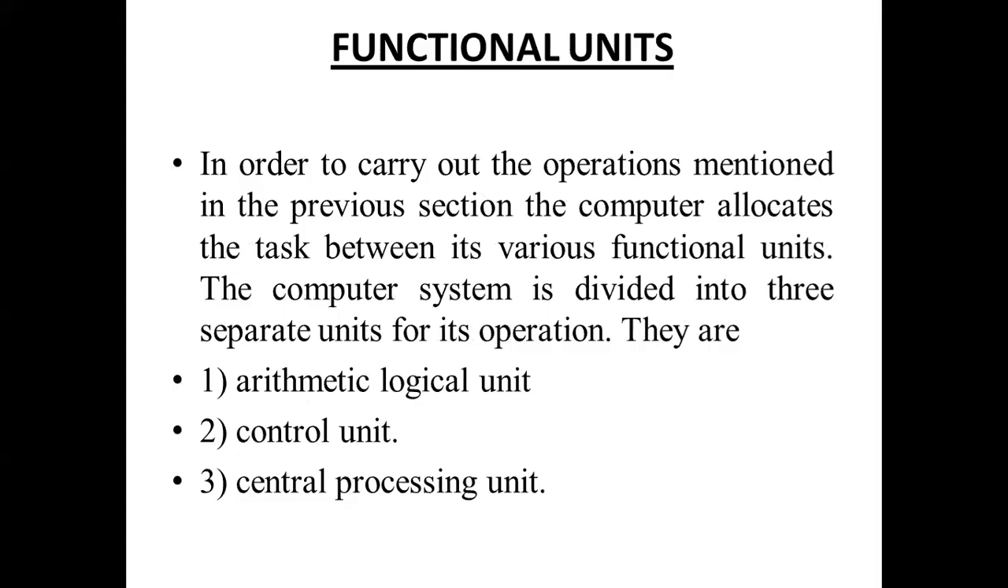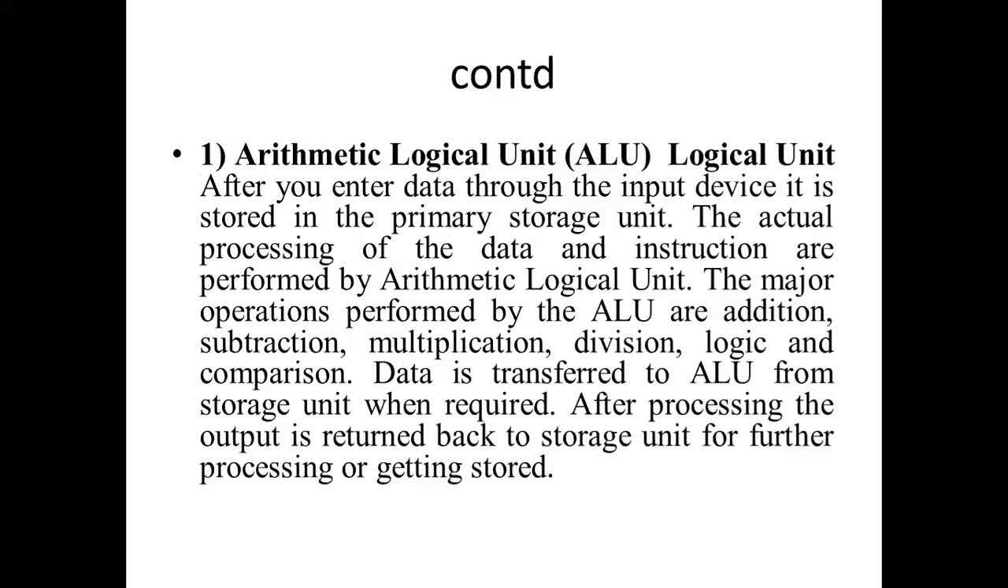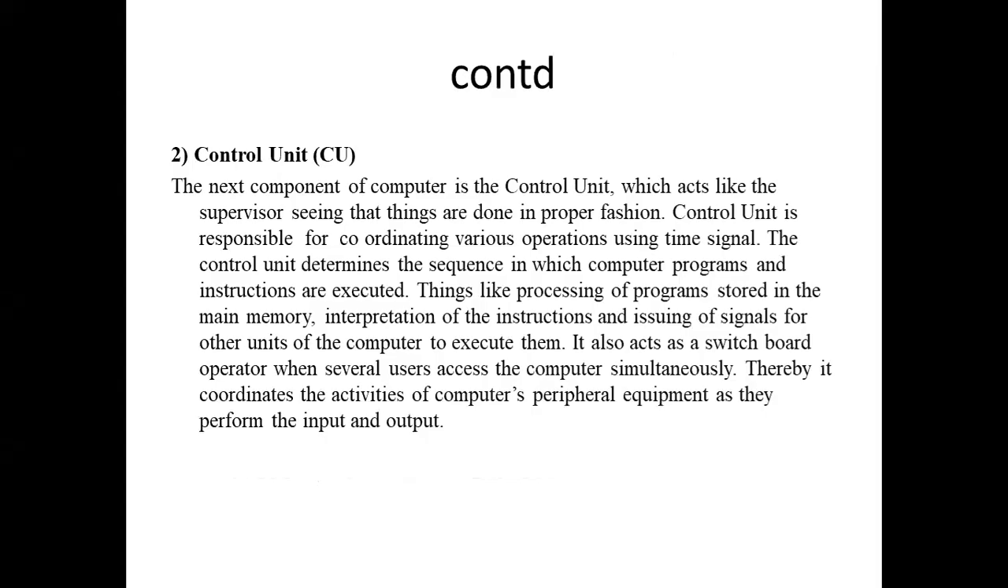The functional unit is divided into three types. The arithmetic logic unit is only for doing arithmetic operations. Next, we have the control unit, which is responsible for controlling all the operations. And last, we have the central processing unit, which controls the processing at the central level. In the arithmetic logic unit, we perform all the addition, subtraction, multiplication, and division operations, and any logic and comparison operations. Next, we have the control unit.